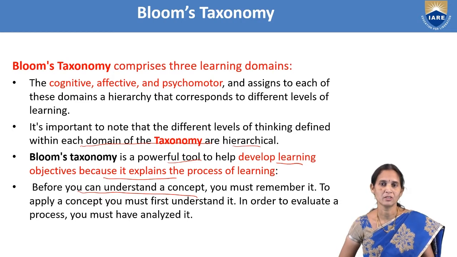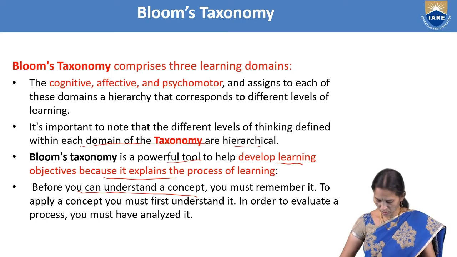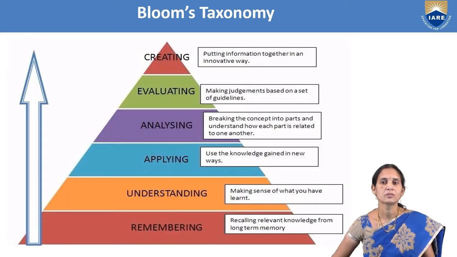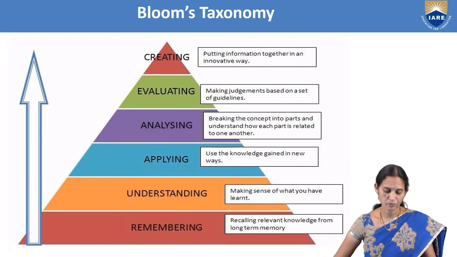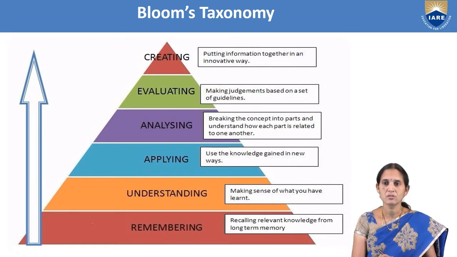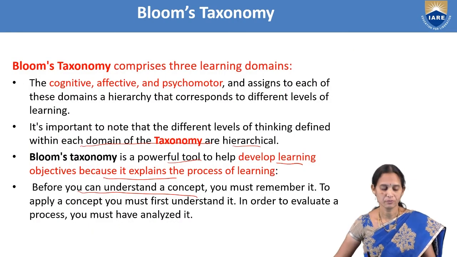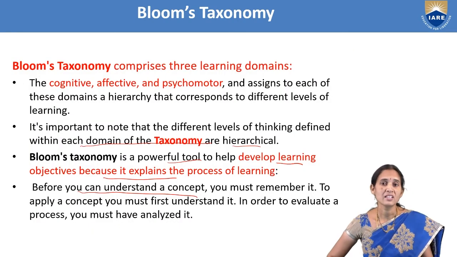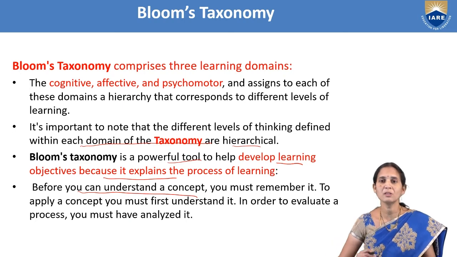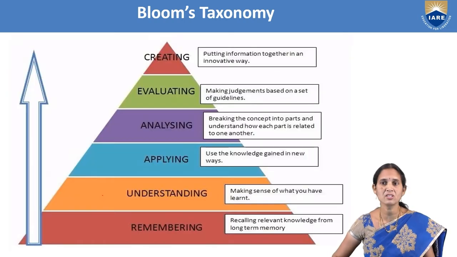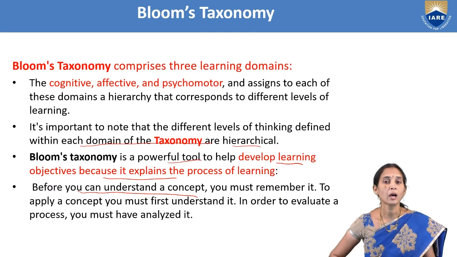must remember it. In Bloom's taxonomy there are 6 levels. The first level is remembering, the second level understanding, the third applying, the fourth analyzing, the fifth evaluating, and the sixth creating. Before you can understand the concept, you must remember it. So the lowest level is remember. The students have to remember before understanding the concept.